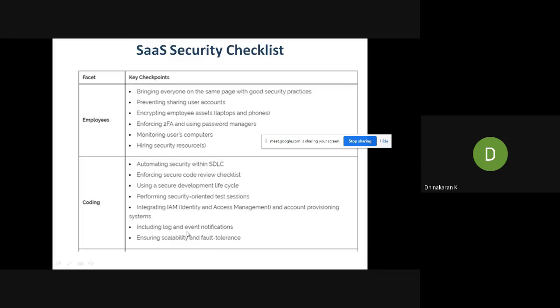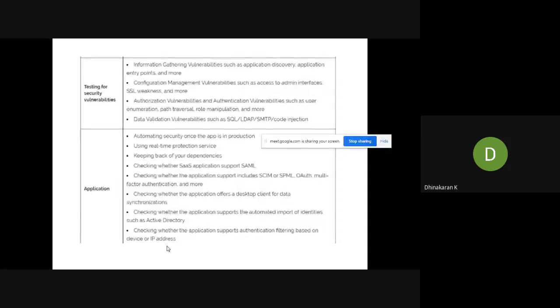And an account provisioning system, including log and event notification, showing who is entering and what they are doing, and ensuring scalability and fault tolerance. If there is any need to increase, I will provide it; I give the access permission to a number of users, so how am I going to increase it on my site? And also, if a failure occurs, how can I overcome it, how can I solve my failure? That is actually fault tolerance.